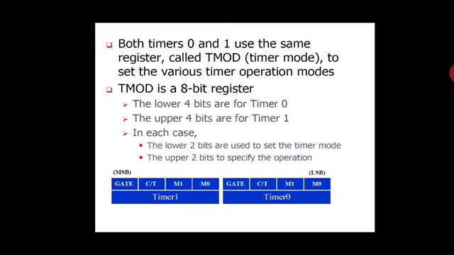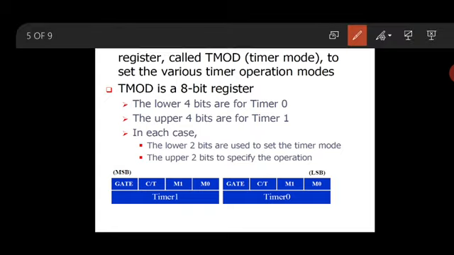There is only one timer mode register. It is 8-bit, as shown below. This is the timer mode register, TMOD. It is only one register, and it is used to configure my timers. How many timers are there? Two timers, timer 0 and timer 1.